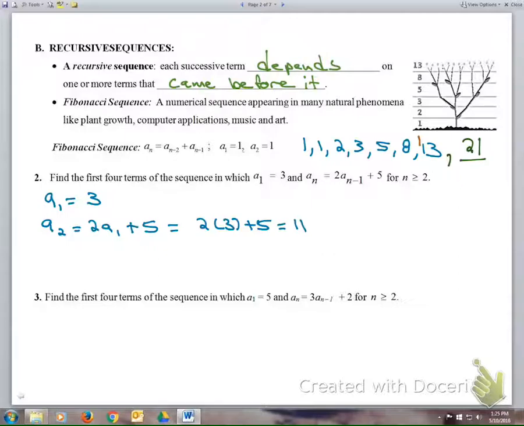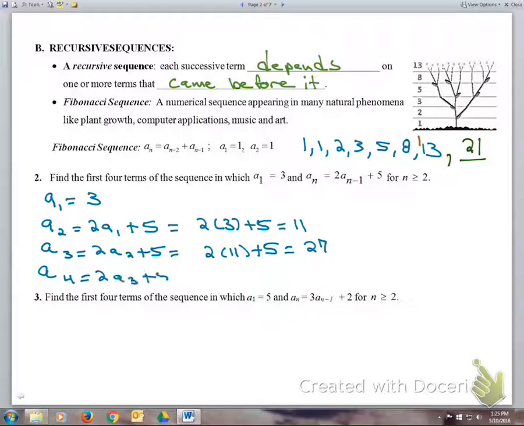Then to get your third term, a sub 3, you've got to plug in a 3 for n. But how did you get that a sub 2? Well, because that's n minus 1. What was a sub 2? It was 11. And that gives you 27. And then your fourth term is going to be 2 times a sub 3 plus 5, but a sub 3 is 27. So you get 2 times 27 plus 5, which is 59.